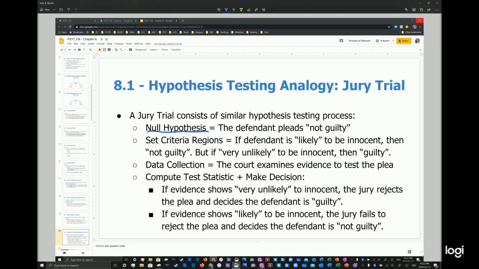But if the defendant decides to plead not guilty and goes, "No, I didn't do it," when people ask them, "Did you do it?" they go, "No, I did not." That's the null hypothesis. I did not do it. I'm not guilty. So we set the critical regions then. So this would be step 1.